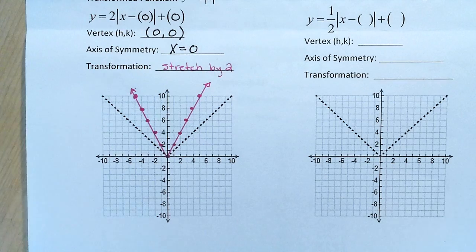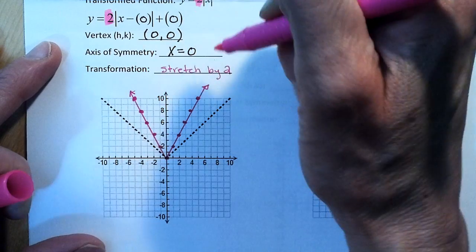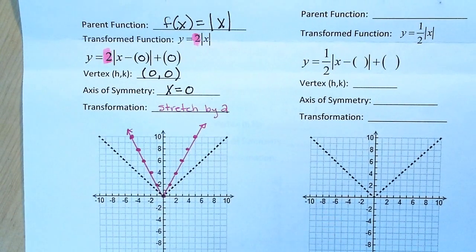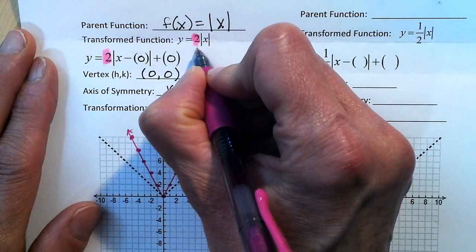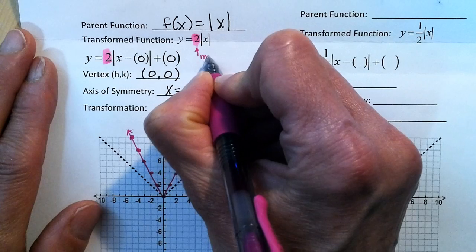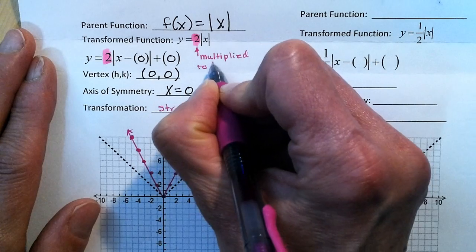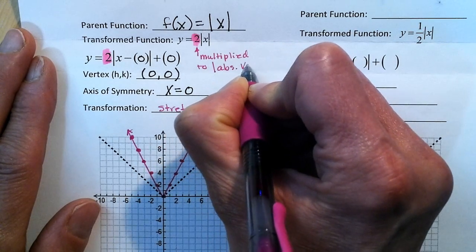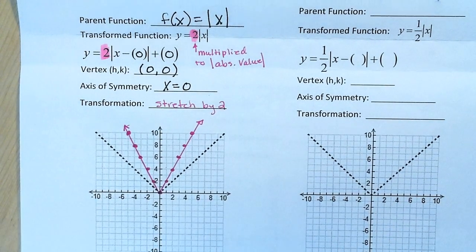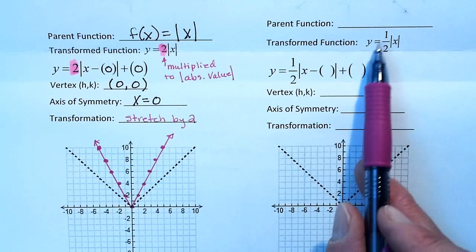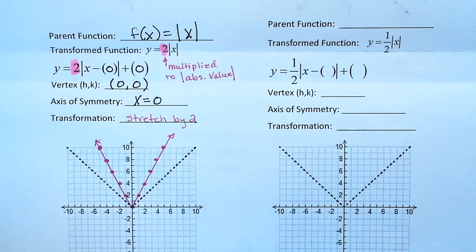So I'm going to go ahead and highlight that 2. If it's multiplied in the front, it is giving me a stretch. The key word here is a number being multiplied to the absolute value. So that gives us a stretch. In the next video, we're going to look at what happens if I have some number like 1/2. We're going to see something slightly different happens.